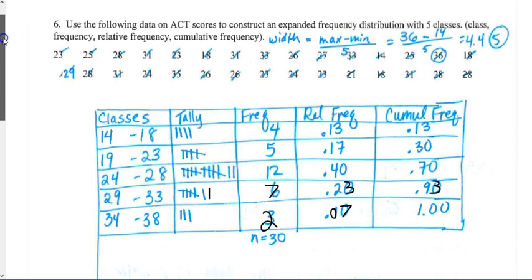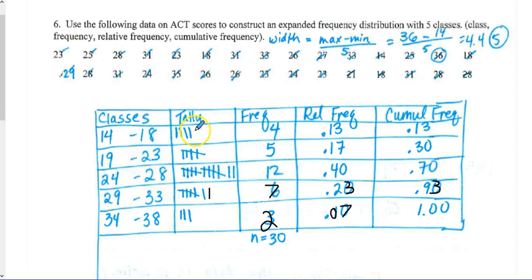Okay, number 6. So there was an error on here, that's why I had to correct this. So we're going to put all the data, look at the data here, all right? And basically it says 5 classes. So we're going to take the biggest number, 36, minus 14, the smallest number, and divide by the 5 classes. That gives us about 4.4. So I'm going to round it up to 5. So 14 plus 5 is 19. So I'm going to go 14 to 18, 19 to 23, and so forth.